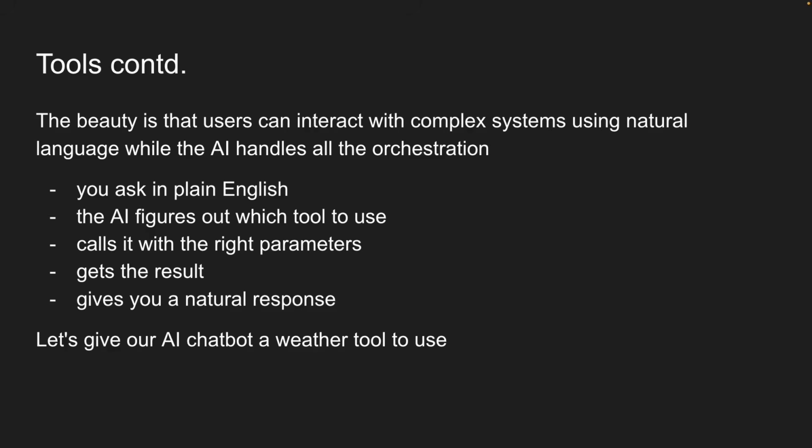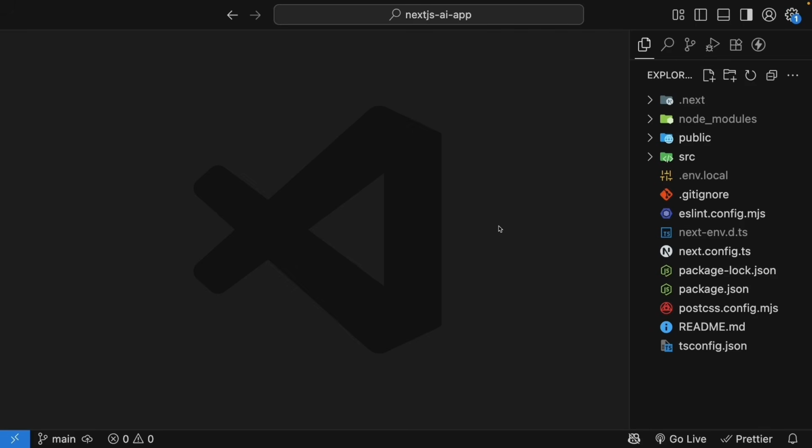Let's give our AI chatbot a weather tool to use. We will use hard-coded weather data so we can focus on understanding the syntax and mechanics, but we will cover tool calling with external APIs and external systems in an upcoming lesson. Let's start by setting up our files based on the chat implementation from earlier in the course.